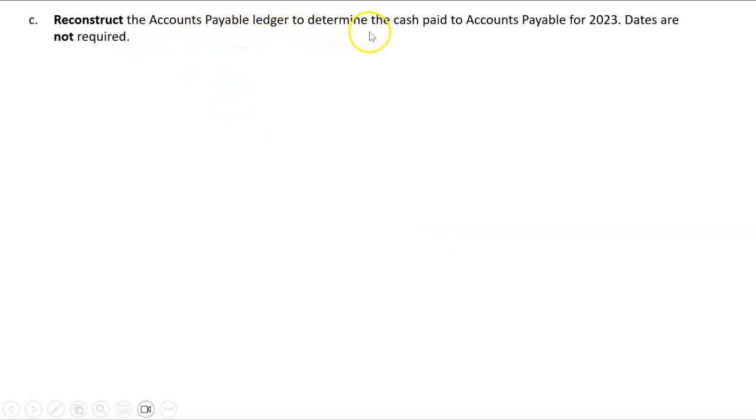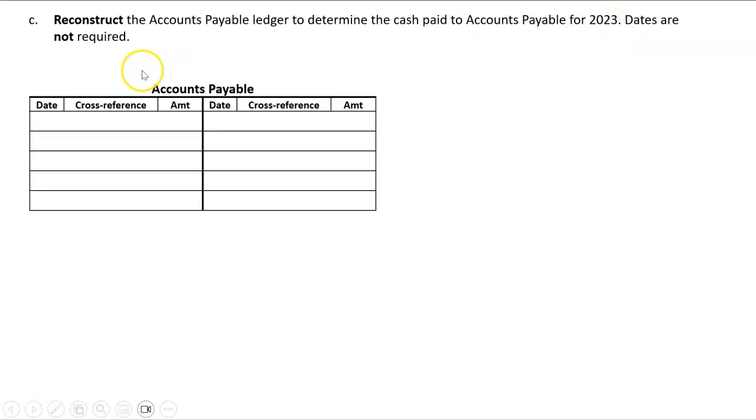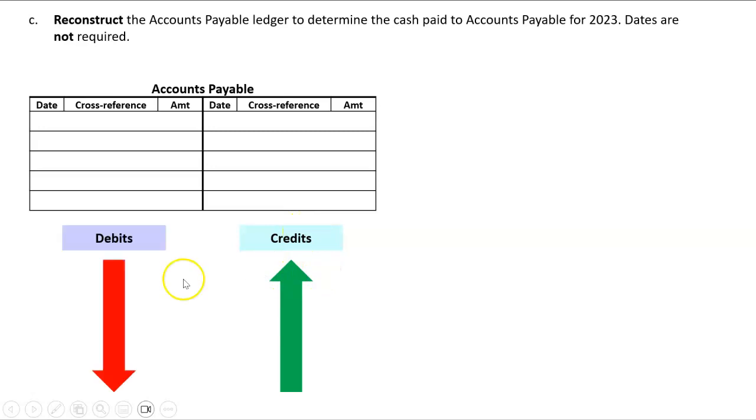Reconstruct the accounts payable ledger to determine the cash paid to accounts payable for 2023. Dates are not required. And now use that to drag in the information. To do that, you need to remember that accounts payable is a liability account. So that means it will go up on the credit side and it will go down on the debit side. And then we need to remember what items would go in it and on which side. So the first thing, there will always be an opening balance. And because it's a liability, it will be on the credit side. Therefore, the closing balance will be down here on the debit side.